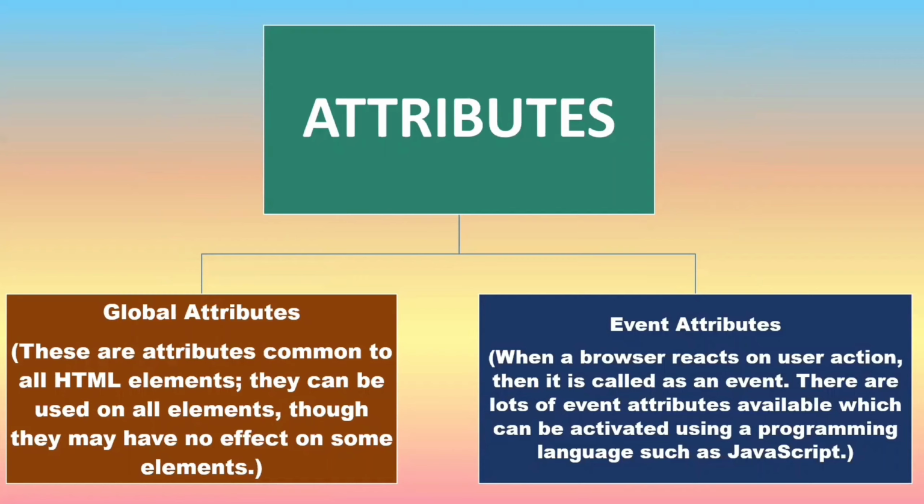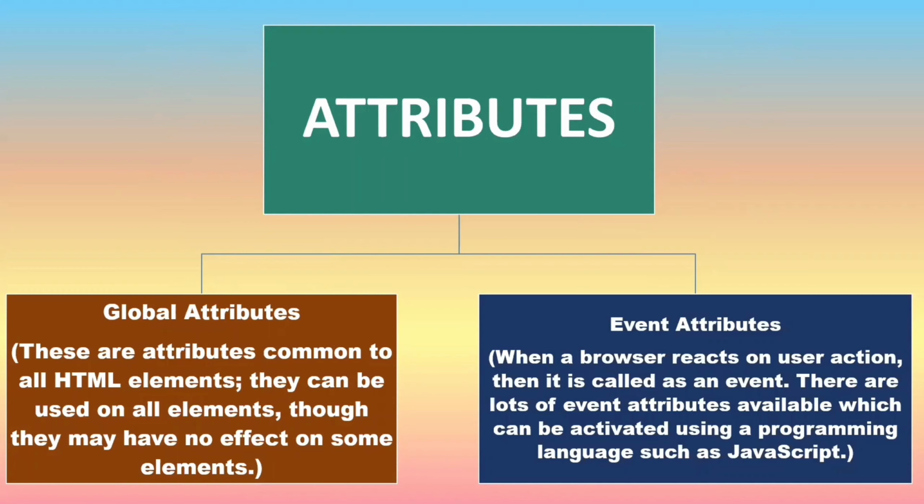When you're talking about event attributes, you have to know the meaning of the term event. So what's an event? When a browser reacts to a user action, it is called an event. Suppose you write HTML in the Google search bar and press enter. What is happening? Google shows you many results about HTML. That is an event. So when a browser reacts to a user action, it's called an event.